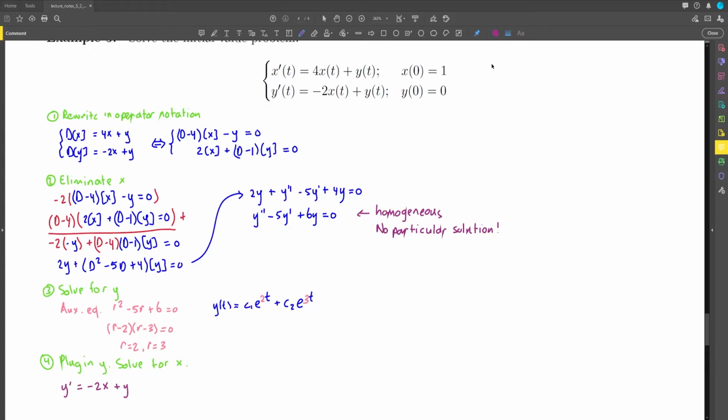So the derivative of this function is given by 2c1 e to the power 2t plus 3c2 e to the power 3t. And then that is equal to negative 2x plus, and then we have c1 e to the power 2t plus c2 e to the power 3t.